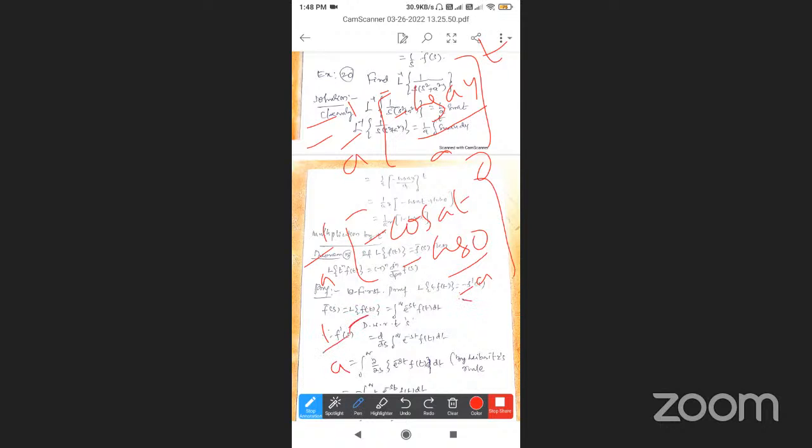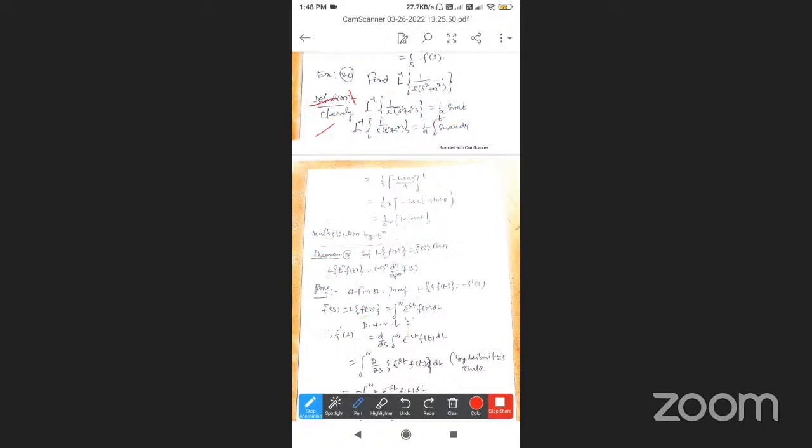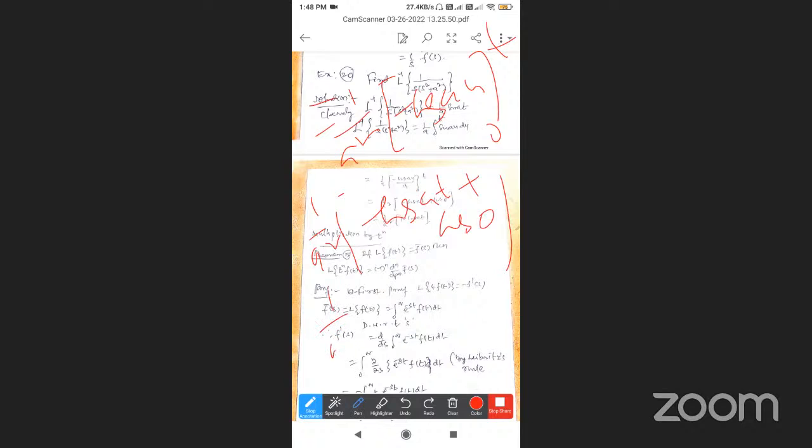So what happened? Minus and minus is plus, and cos 0 is 1. So 1 by a into 1 minus cos at, and already there is another 1 by a. So totally, taking 1 by a common, it is 1 by a square. The result is 1 by a square into minus cos a, applying the limits 0 to t: upper limit minus cos at, minus of minus is plus cos 0. Cos 0 value is 1, so we get 1 by a square into 1 minus cos at.